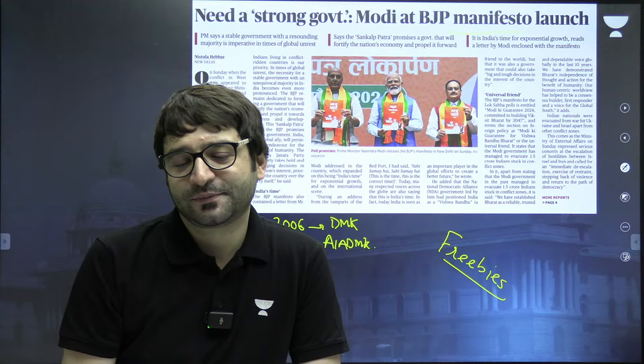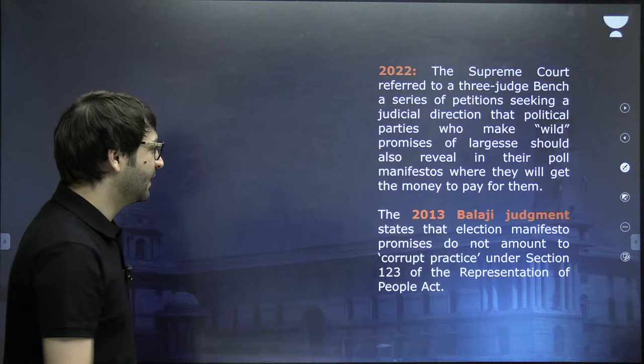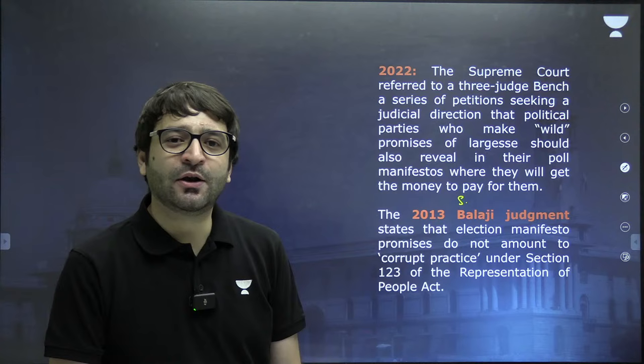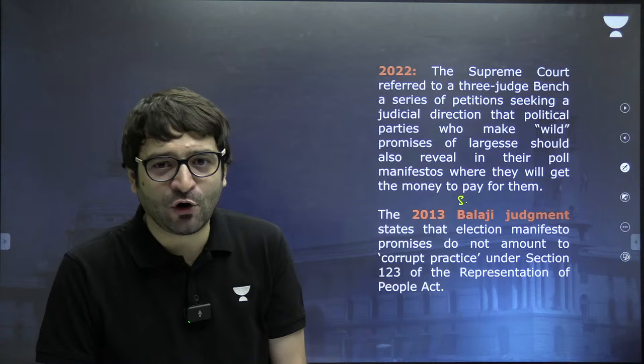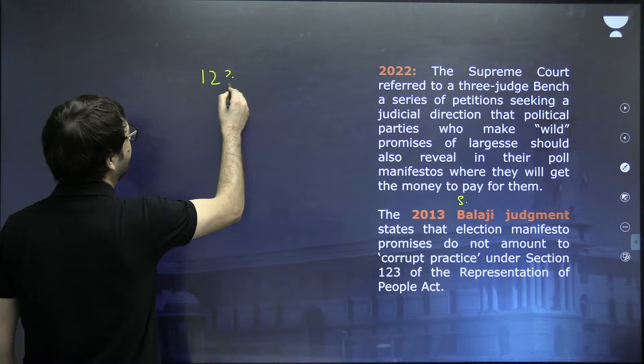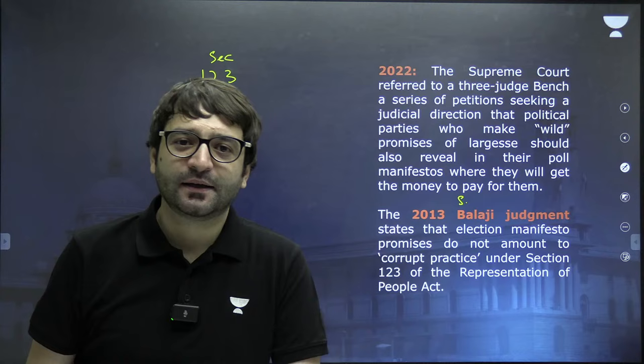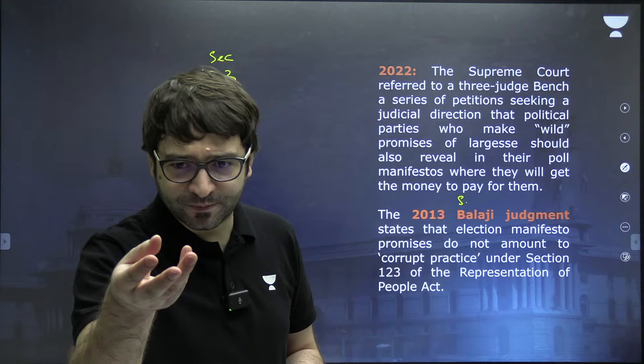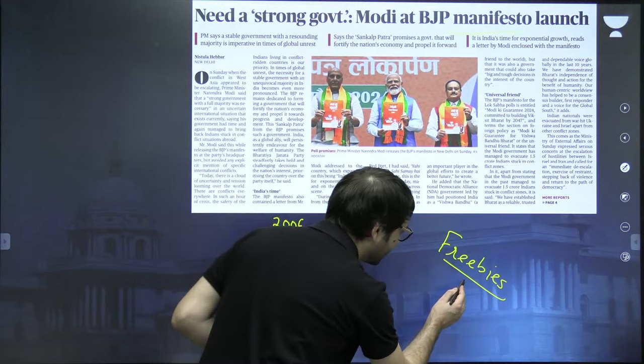One individual approached the Supreme Court. Subramaniam Balaji approached the Supreme Court saying, my lord, this is a corrupt practice. You are basically bribing the voters. And this is a corrupt practice under Section 123 of the Representation of the People Act 1951. Isn't it similar to, I am giving you 1,000 rupees, take this money and vote for me in the elections? Aren't these freebies similar to this? Matter went to the court.